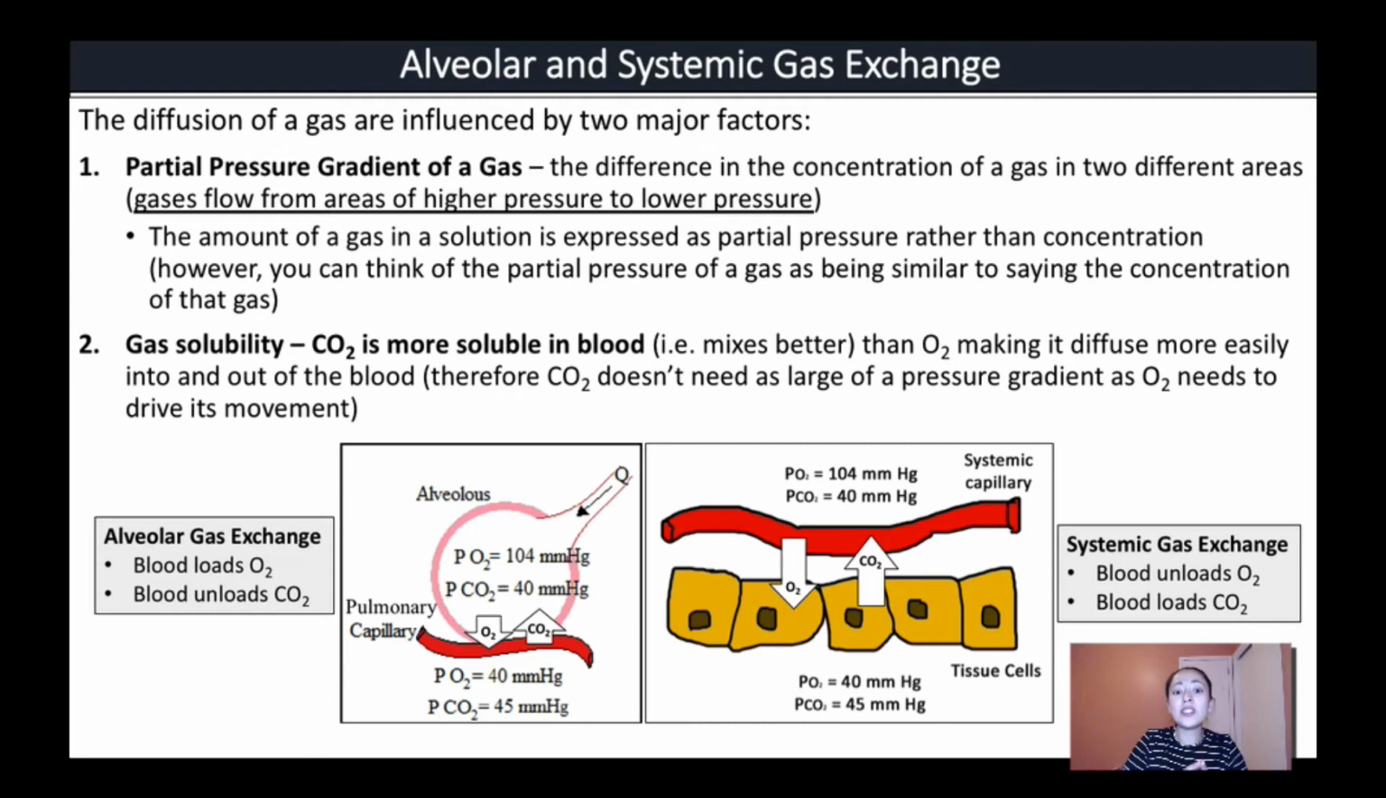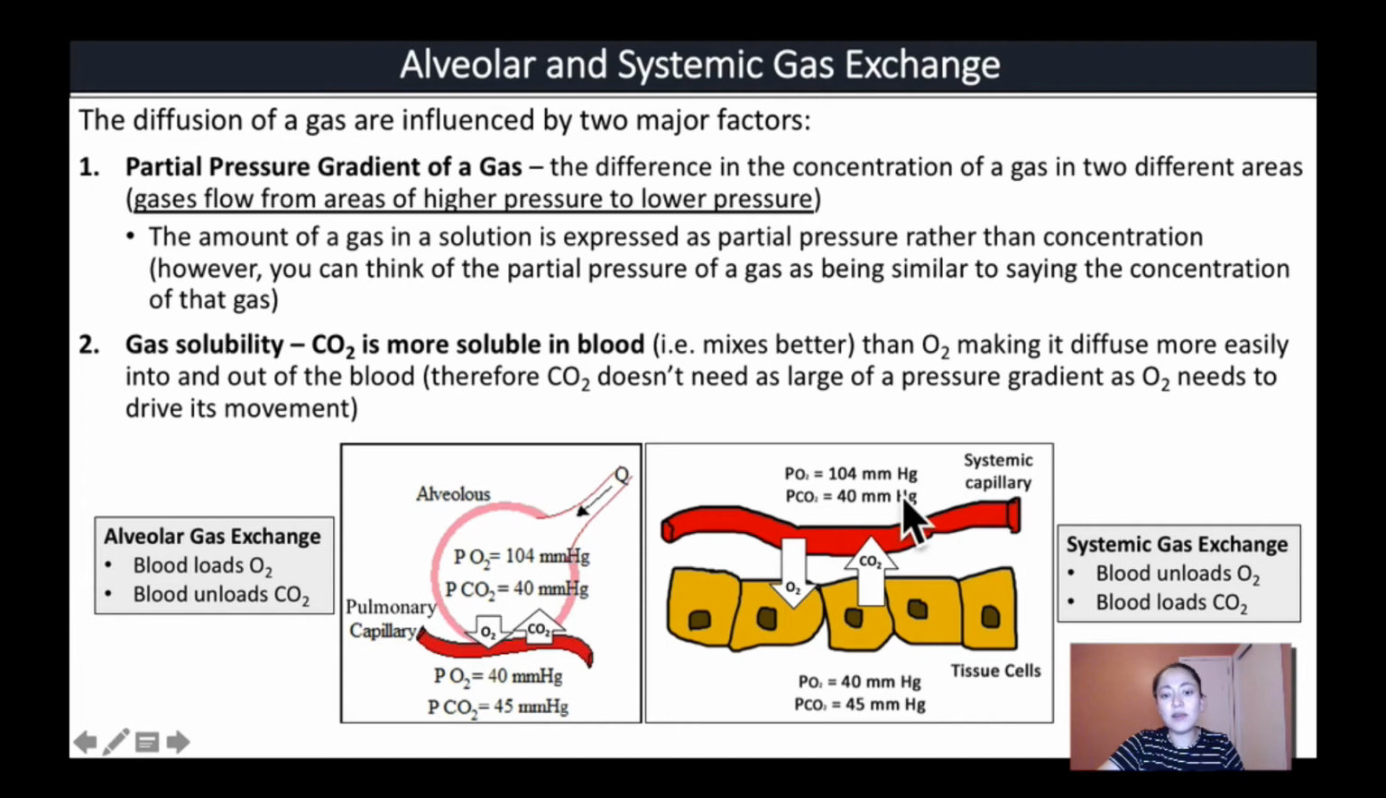Now this becomes important because since it's so easy for carbon dioxide to move in and out of the blood, carbon dioxide doesn't need as large of a pressure gradient as oxygen needs to drive its movement. So look here, in order for oxygen to be driven into the blood capillaries, it has a very large gradient. So the difference in the partial pressure is about 60 between the blood and the alveolus. But the difference in the partial pressure of carbon dioxide, or in other words, its gradient, is only 5. And it doesn't need as big of a difference because it's so soluble, it can easily move back and forth.